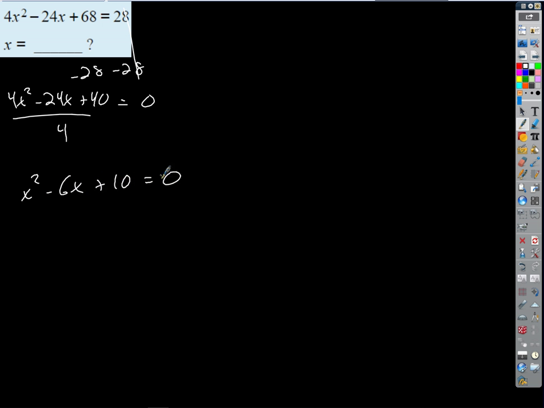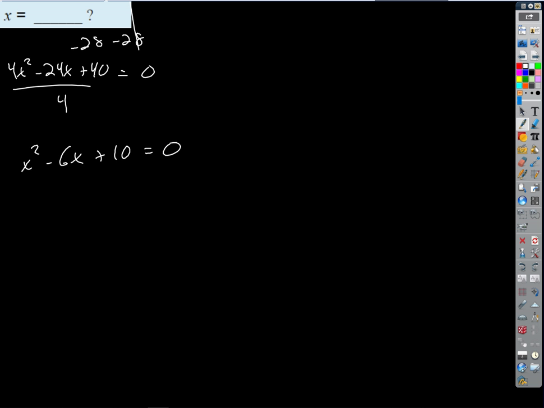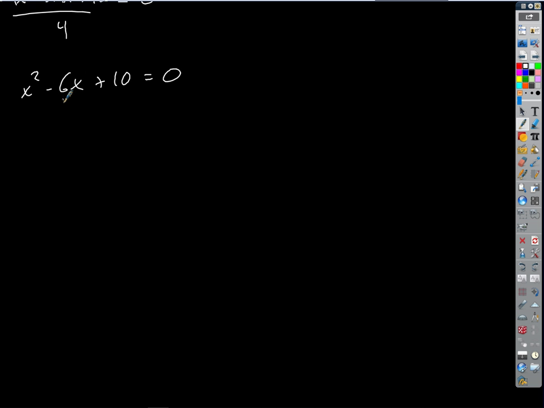Can I find magic numbers that multiply to 10 and add to negative 6? Not going to work, is it? Well, the only options are 1 and 10, or negative 1 and negative 10, negative 5, negative 2. Neither of them work. So what do? We could use the quadratic formula. It was probably a little bit easier to complete the square, because a is 1, b is even.